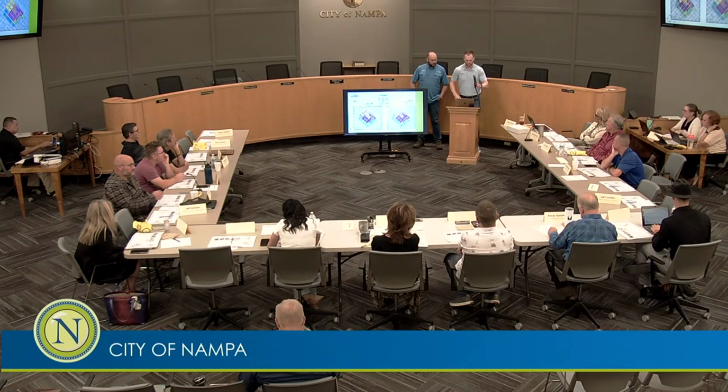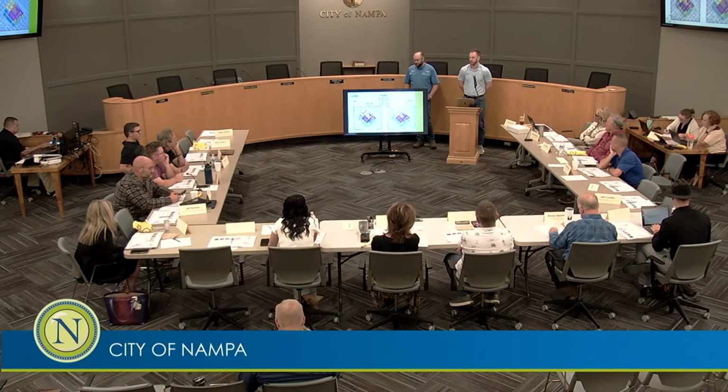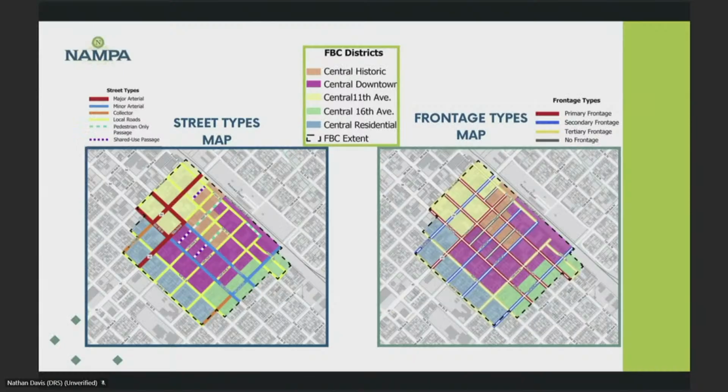So we talked about the street types and frontage type map a little bit last time, but I just wanted to do a refresher here. So street types, we have a few different classifications. We have major and minor arterial, collector, local roads, pedestrian-only passages, and shared use passages. Nothing really changed here. Actually, I don't think anything changed from the last time we looked at this.